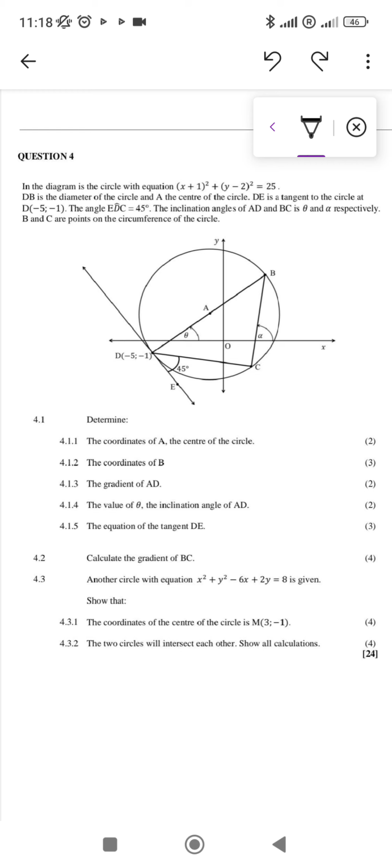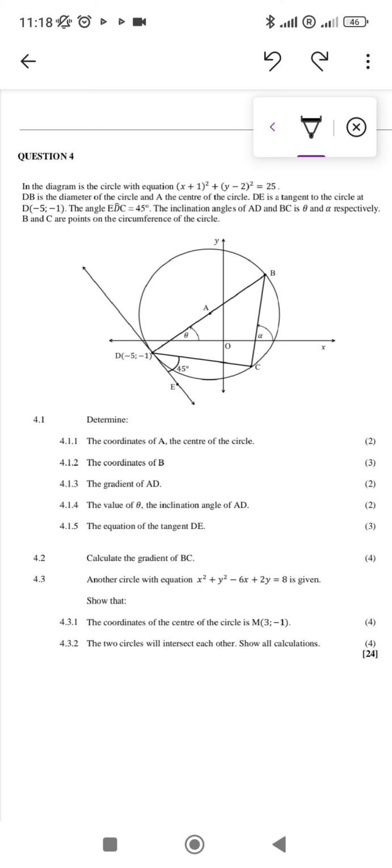They tell us that the angles of inclination of AD and BC are theta and alpha respectively. Respectively just means in that order. So first AD, that's theta, BC, that's alpha. So that just tells me AD creates theta and BC creates alpha. Okay, and then they tell us BC is on the circumference.